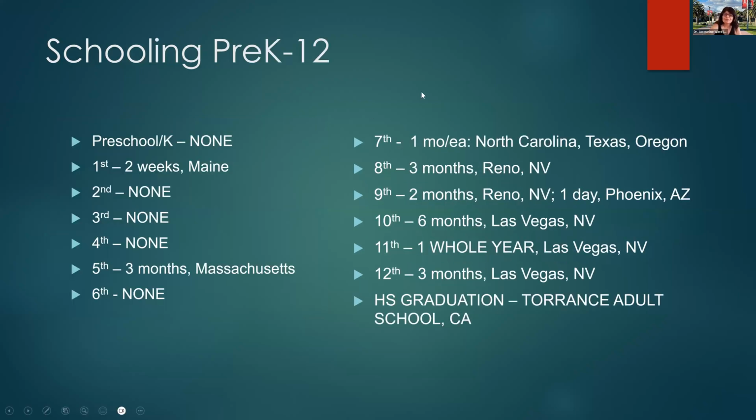And so this is a brief glance at my pre-K through K school. I didn't go to pre-K or kindergarten. I did 2 weeks of first grade in Maine, no second, third, or fourth grade, 3 months in fifth grade, no sixth grade, et cetera, et cetera. The older I got, the more school that was in there. By my junior year of high school, that was my first full year of school ever, which I was amazed by. And then I dropped out my senior year.